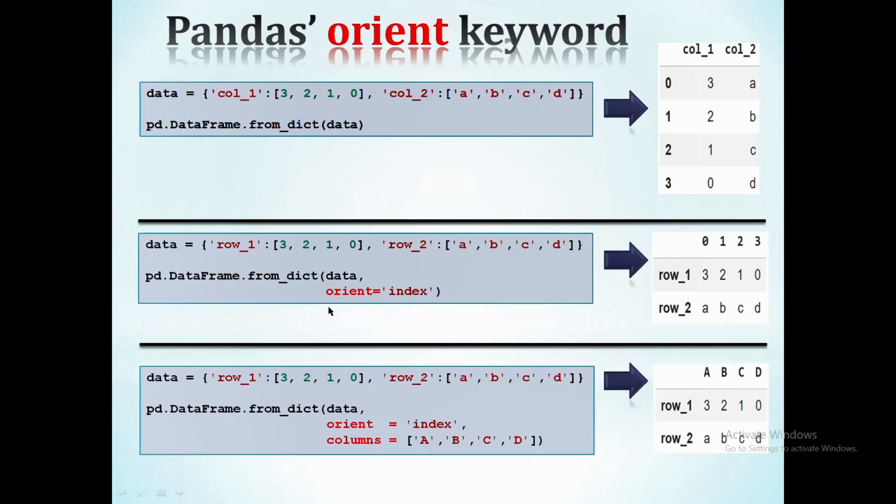Now, the next one is an orientation which is index, but I am referring to the column names instead of 0, 1, 2, 3. I am giving the column names A, B, C, D, that is pd.DataFrame.from_dict(data, orient equal to index). Index means it will be created in the form of rows instead of columns. Then columns equal to A, B, C, D. So that is the index given to those particular rows.